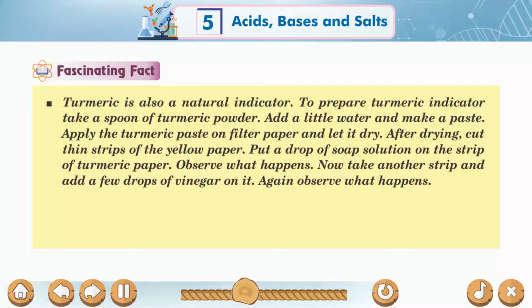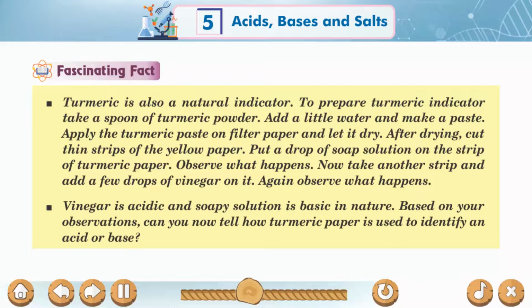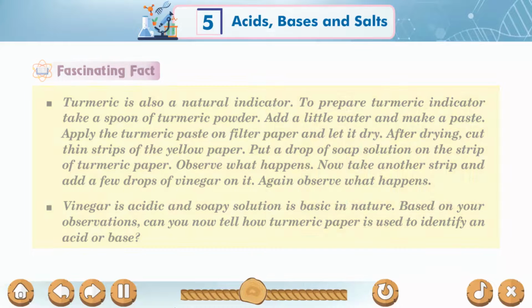Put a drop of soap solution on the strip of turmeric paper. Observe what happens. Now take another strip and add a few drops of vinegar on it. Again observe what happens. Vinegar is acidic and soapy solution is basic in nature. Based on your observations, can you now tell how turmeric paper is used to identify an acid or base?